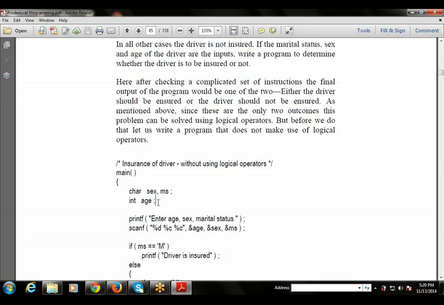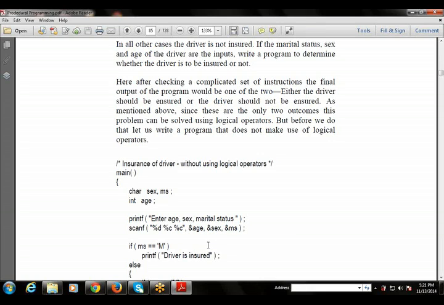MS is also of char type, that's why it is using %c. So %d, %c, %c. One thing you have to remember is that there is a gap between the specifiers. There is a gap between this, and there is a gap between this. Then, by using commas, three variables are used: age, sex, and ms.